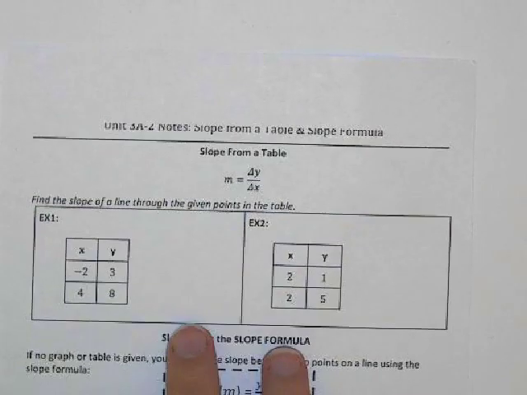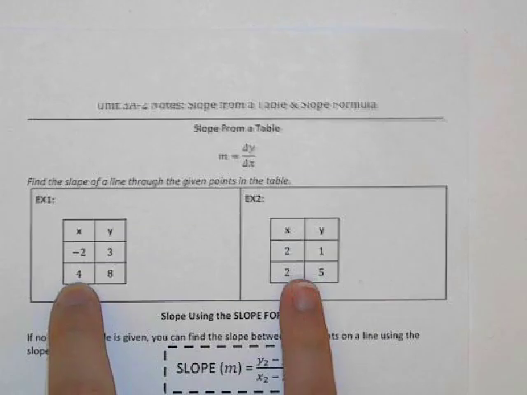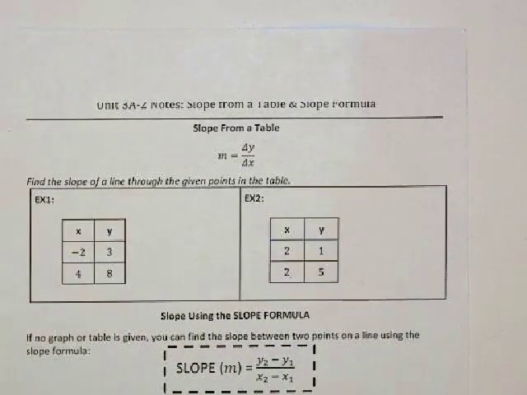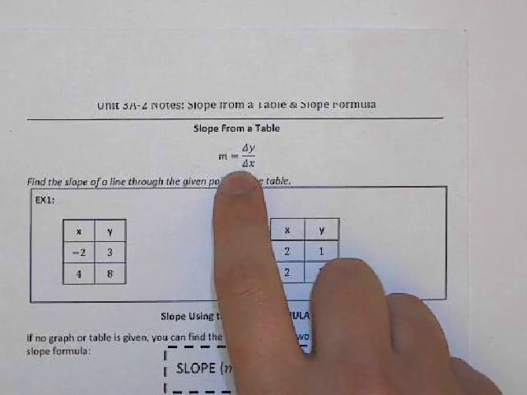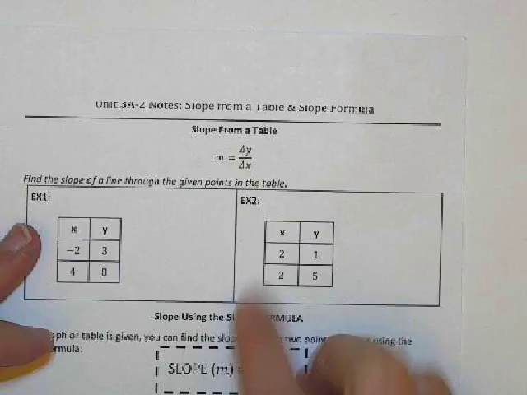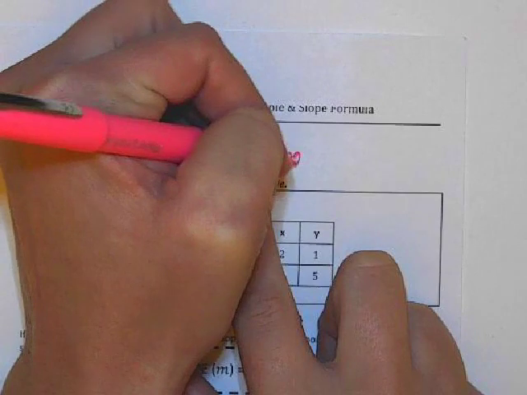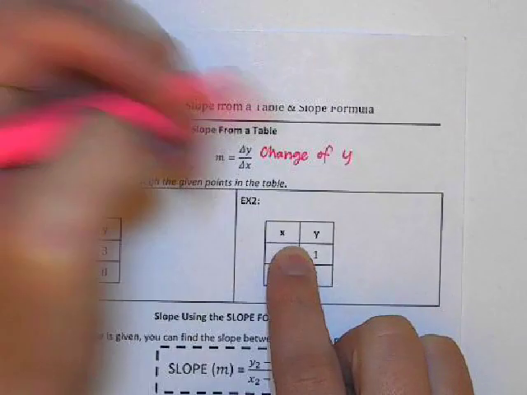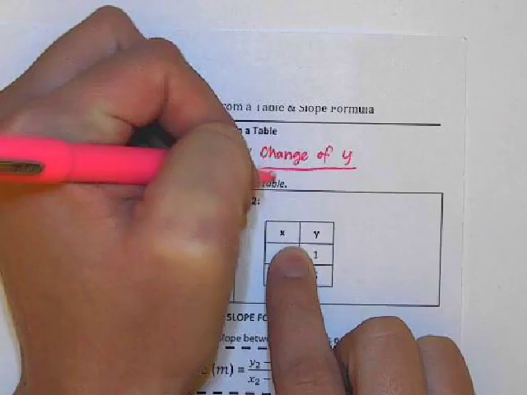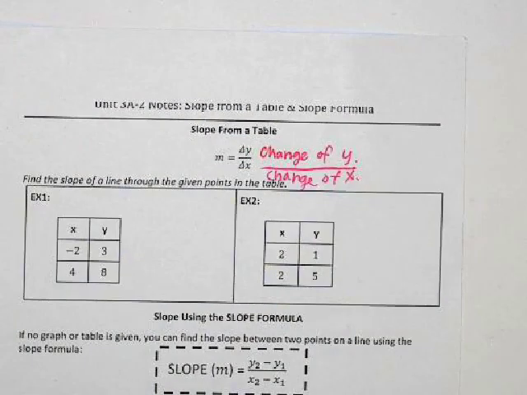So if you look here at the top two, what information does it give us? What are these called? Tables. Okay? So first we're going to find slope from a table. Look at this formula right here. What's this triangle mean? Have you all ever seen this triangle before? No. So what this means is change of y over change of x.